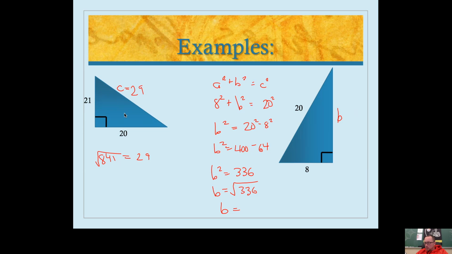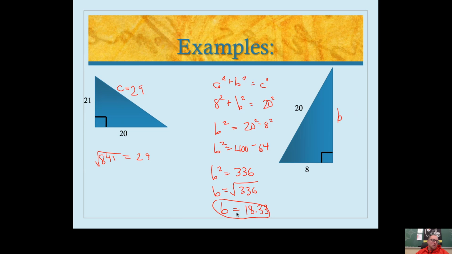Okay, so in your calculator or your phone, you're going to type in square root of 336. And it gives me 18.33 and then some other numbers. We're always going to round to the nearest hundredth. So we're going to keep 2 decimal places like money. So my calculator says 18.330. That's why I rounded to 18.33.